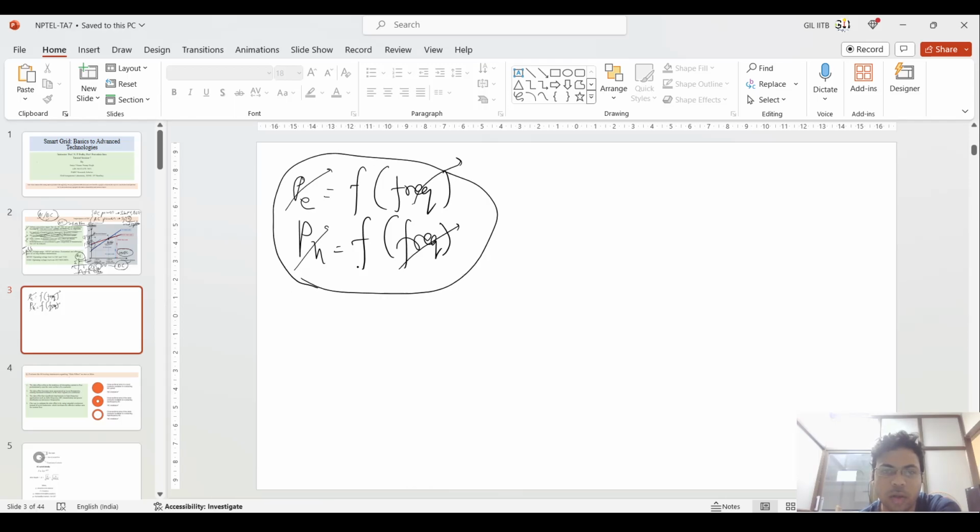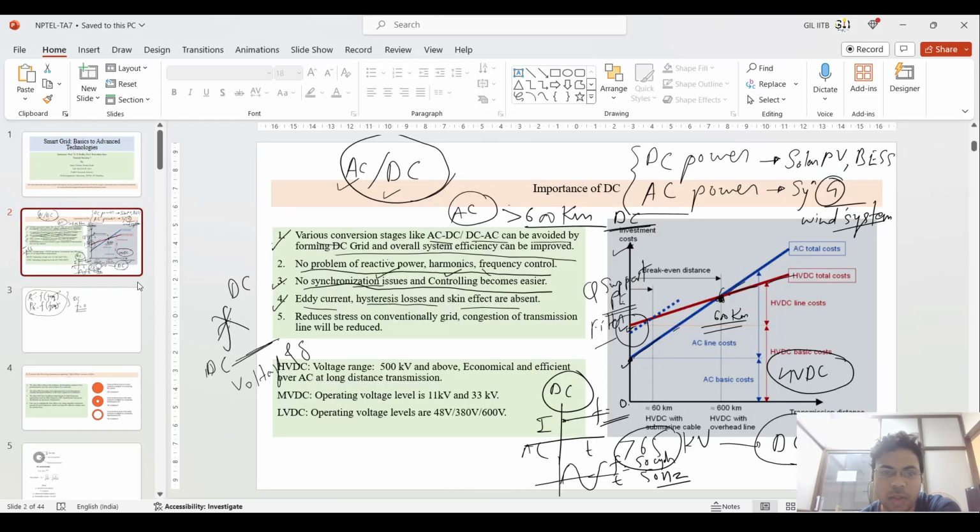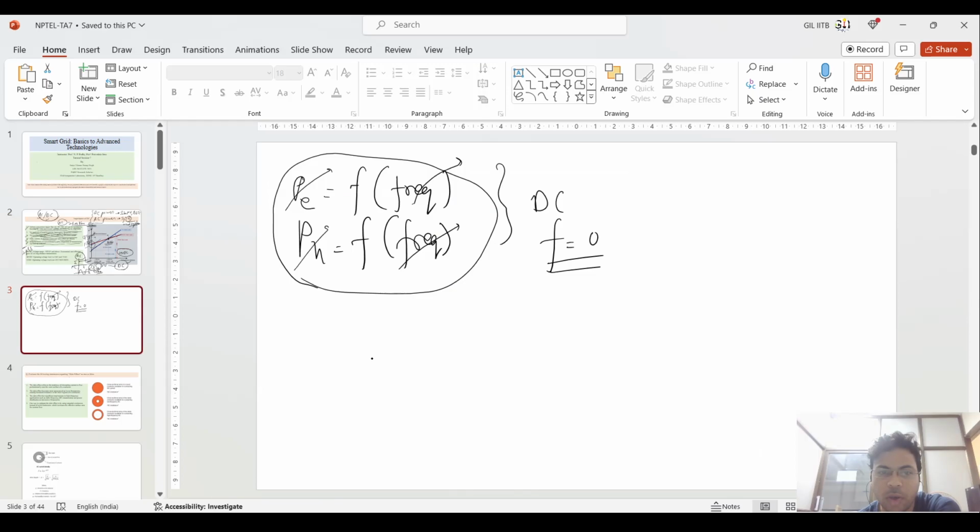So these two factors are also not present in DC because there is no concept of frequency. Frequency is zero, so the eddy current losses and the hysteresis losses are zero, and the same with the skin effect also. And coming to the fifth part, that is reducing the stress on the conventional grid and congestion of the transmission line.